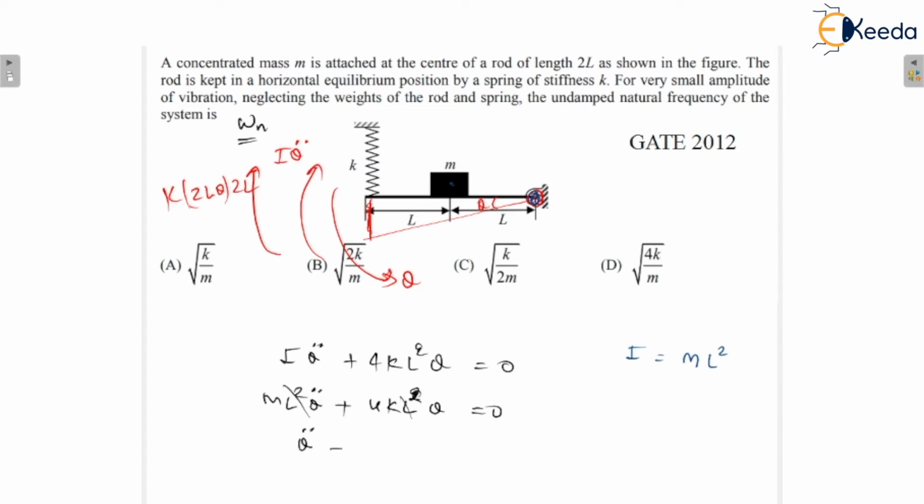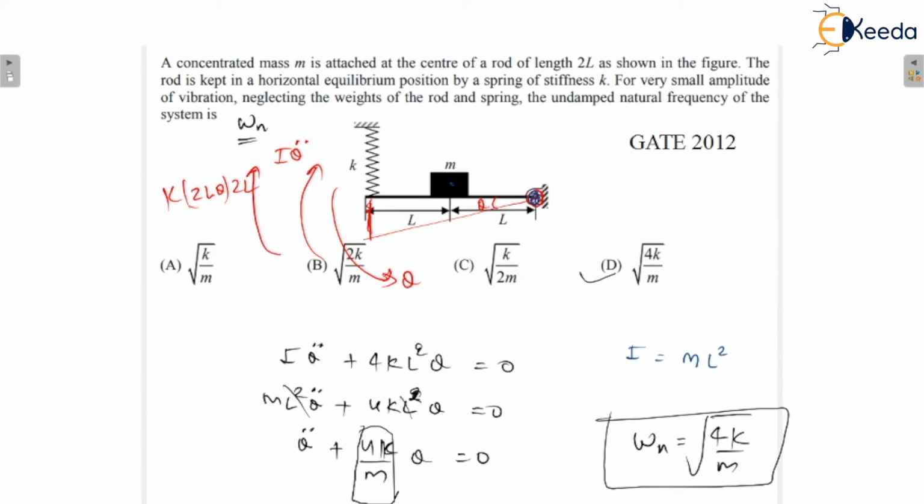and in theta double dot, L square would cancel out: theta double dot plus 4K upon M theta is equal to 0. You can see this term is represented by omega n square. So omega n square is 4K by M, that means omega n is equal to under root of 4K by M. So you can see in the options, option D is the correct answer for this question.